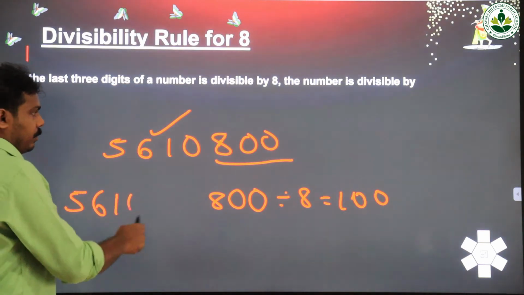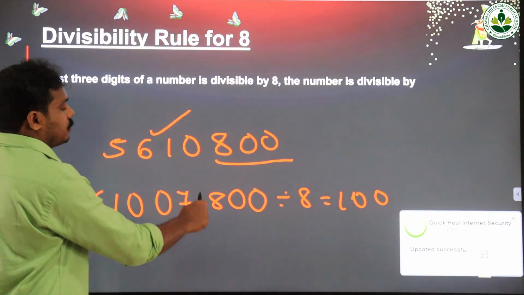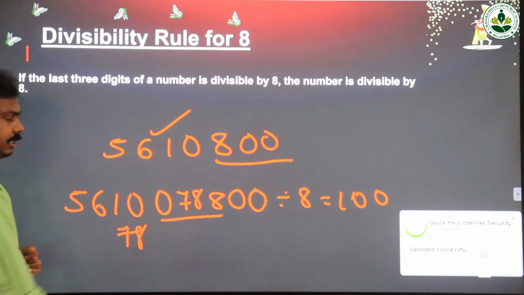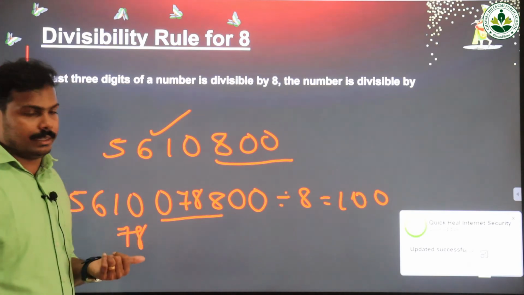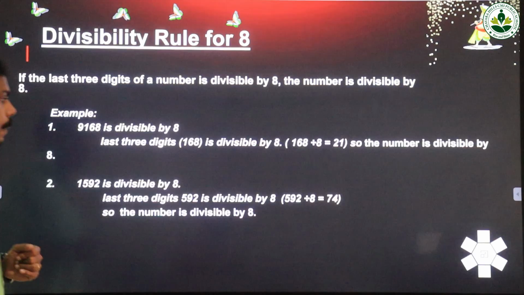56 lakh 10,078. Here the last 3-digit number is 078. Is 78 divisible by 8 or not? No, we can't see 78 in the 8's table. So it is not divisible by 8.